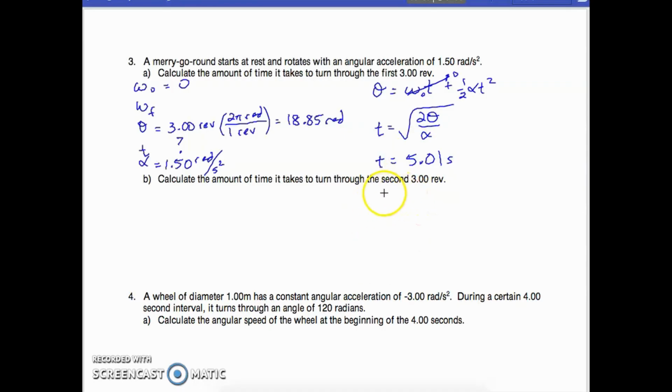Now we're going to let this thing continue to spin, but we're going to restart our stopwatch, and the question is, well, how long does it take to turn through the second 3 revolutions? There are a couple of ways that we could do this. One way would be to start from the beginning, find the total time for the first 3 and the second 3, which is 6 revolutions, or 2 times the 18.85, which gets us 37.7 radians.